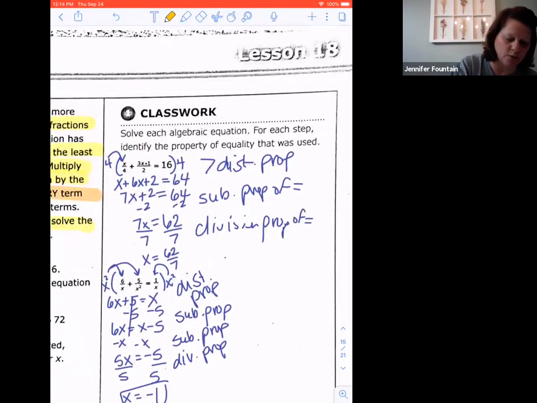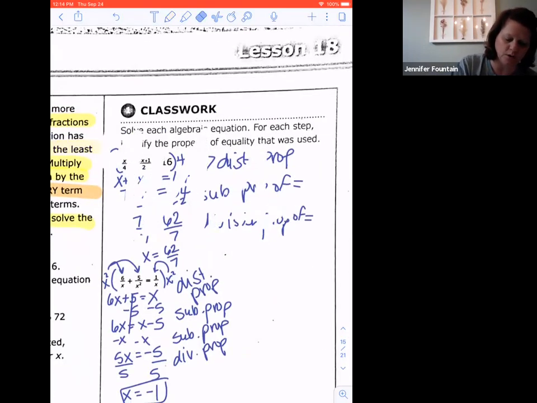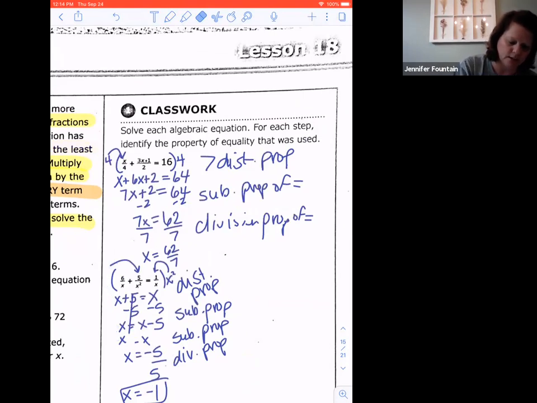What I'm going to do is I'm going to erase this, and let's go ahead and work through. We'll look at the classwork here. Whoop. Do I have my eraser? Why isn't it erasing?